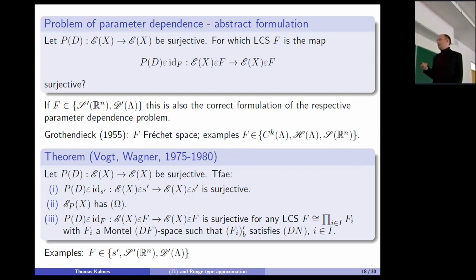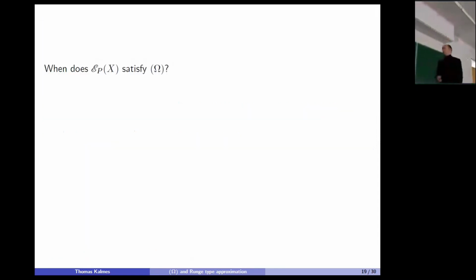More generally, this holds when the second space F is isomorphic to a product of Montel DF spaces for which the strong dual has a certain linear topological property called Tn. I don't want to go into details. So the third part here covers in particular F being S prime, so that we get a characterization of property omega for the kernel by the surjectivity of this epsilon product. Unfortunately, this epsilon product of E(X) with S prime does not have a nice representation. So if you want to use this surjectivity to characterize omega for the kernel of the differential operator, you have to find a different route than using a representation of this epsilon product.